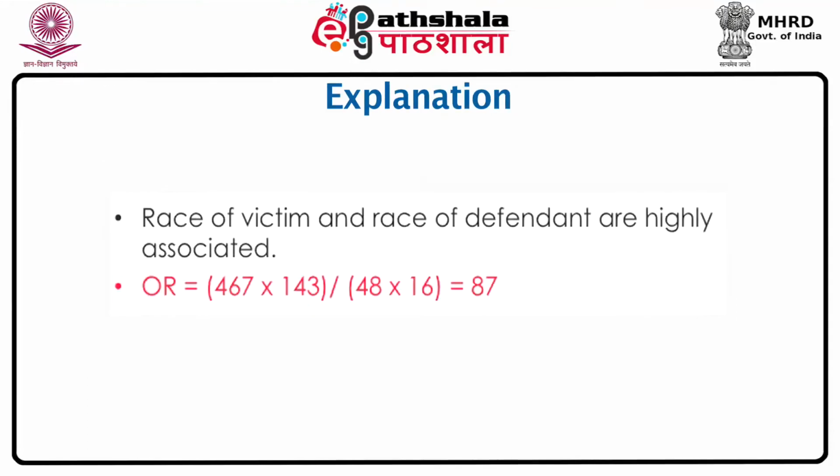What is the reason for this contradiction? The reason is that my third variable, which is victim's race, acts as a confounder in this example. By this I mean that it is very strongly associated with the two variables about which I am interested in inferring, which is race of the defendant and the death penalty. Indeed, if we calculate the odds ratio for the race of the victim and the race of the defendant, we get a staggeringly high value of 87.